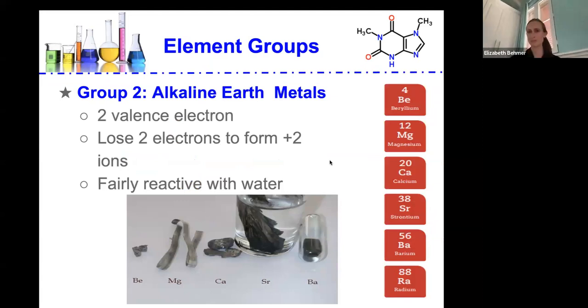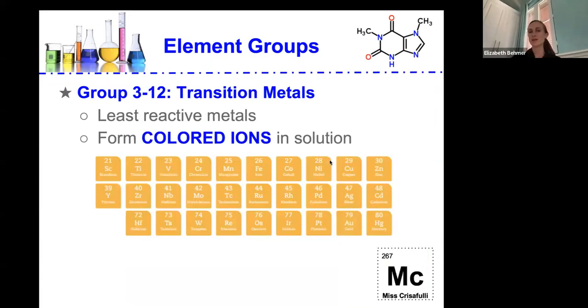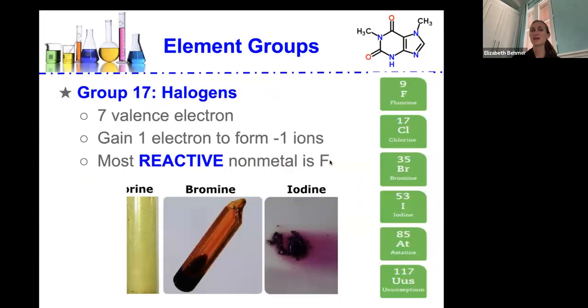Groups 3 to 12 are the transition metals. They're the least reactive metals, and they form colored ions in solution. So when we combine them with some sort of solution, these elements will form a colored ion. Group 17 are the halogens. They have 7 valence electrons. They will gain an electron to form a negatively charged ion, and the most reactive nonmetal is fluorine, letter F.